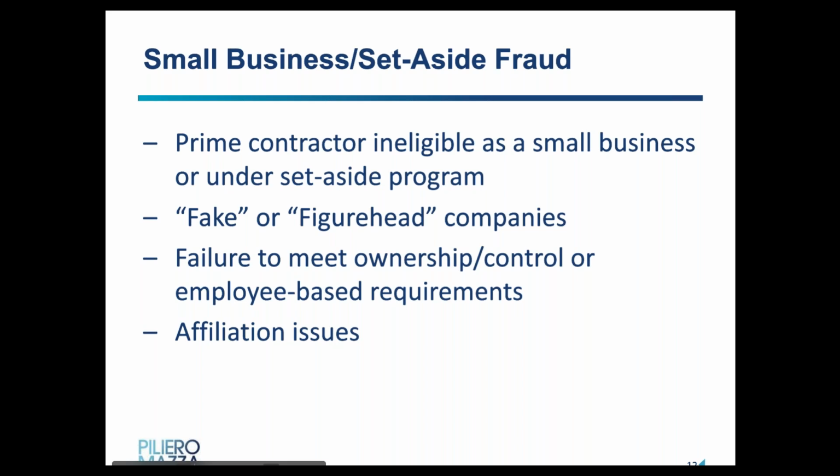So with that being said, there are different types of small business fraud issues that the DOJ has been focused on. There's situations where the prime contractor is not eligible. It's a large business, or there's some affiliation that they should have known about. You've got situations where there's a fake small business. It's just a figurehead. A lot of times in the service-disabled vet context, this is referred to as rent-a-vet.